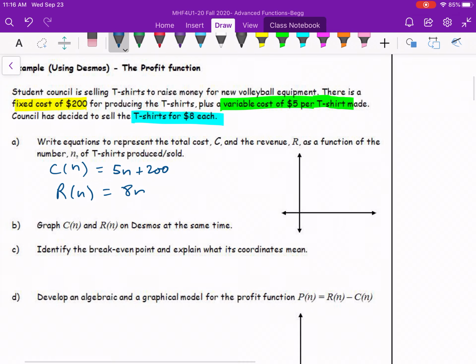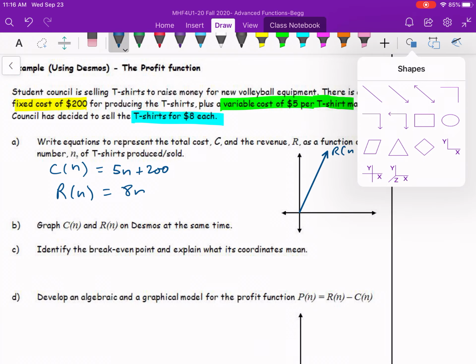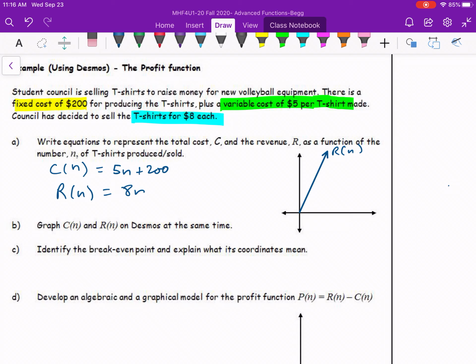So just a rough sketch. Here's what the revenue function will look something like. That's R of n. And the cost function is going to look something like this. It's going to start a little higher but not be as steep. And clearly they cross each other because they have different slopes. Let's do it in Desmos, though. I mean, there's a sketch, but let's actually do it in Desmos.